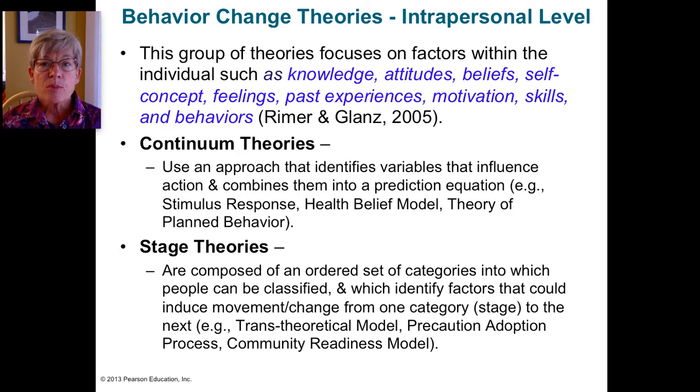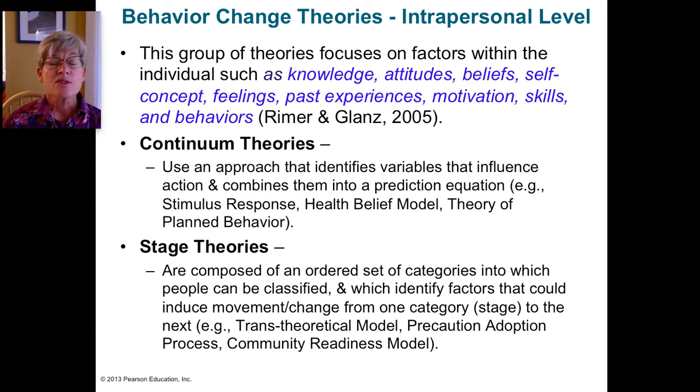So if we start with the intrapersonal level and look at behavior change theories, there are two major types of theories. Collectively, at the intrapersonal level, we are, as I mentioned before, looking at knowledge, attitudes, beliefs, self-concept, feelings, past experiences, motivation, basic skills, and behaviors. Some theories use a continuum approach, that is, they look at variables that influence actions and combine them into a prediction equation. In other words, giving an idea of an if-this-then-that idea for behavior.